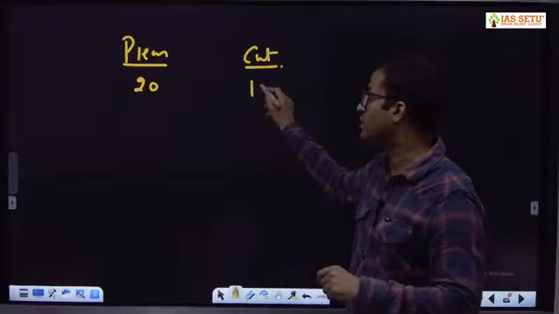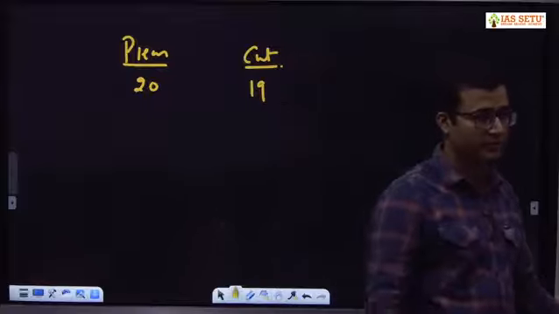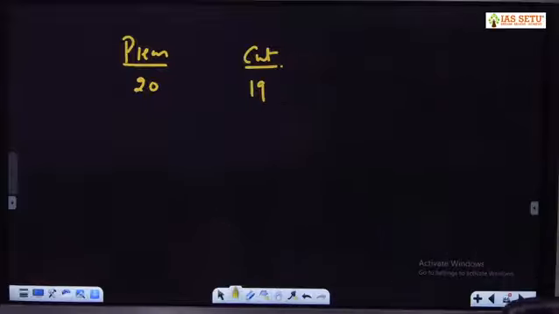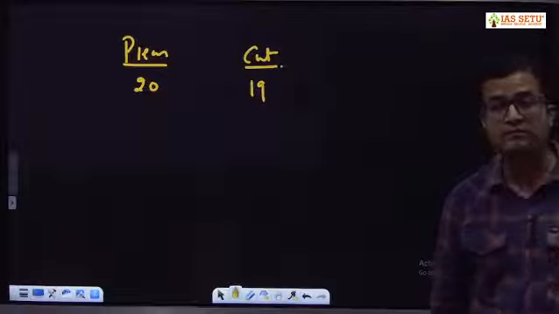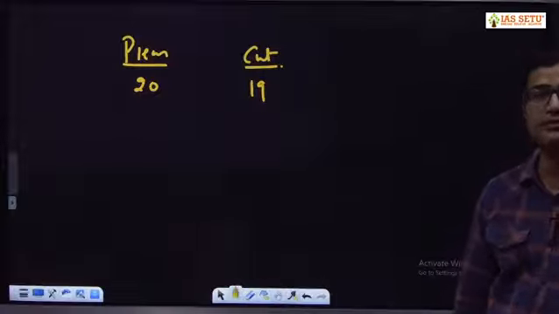I can put 19 cuts. I will put 19 cuts on one axis. There will be 20 pieces. I put 19 cuts, I get 20 pieces. But someone says, is there any option where we can use fewer than 19 cuts? Yes. For that you have to increase the axes.